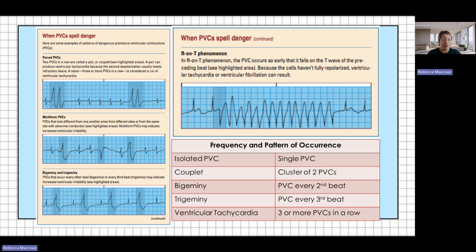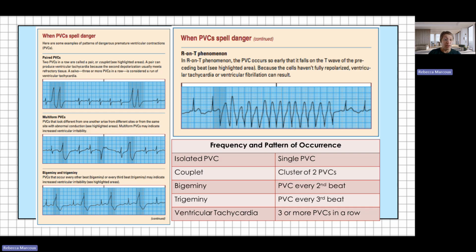The other thing that starts getting more concerning is when patients are having multiple different morphologies in their PVCs. So their PVCs, they're having multiple shapes. So here we can see this PVC and this PVC and this PVC all look different. And that's more concerning than having one type of PVC because it tells us that their myocardium in their ventricles is more and more irritable because there are multiple spots that are firing when they should not be.